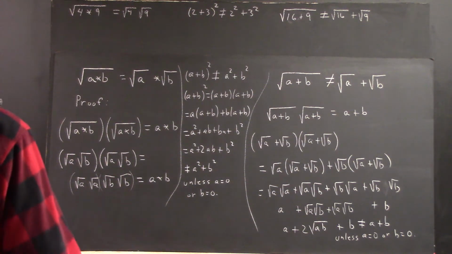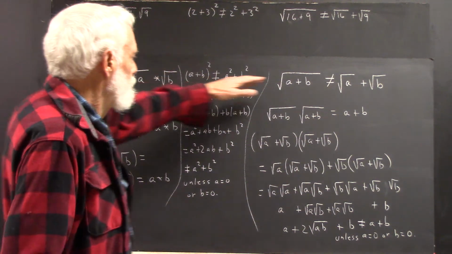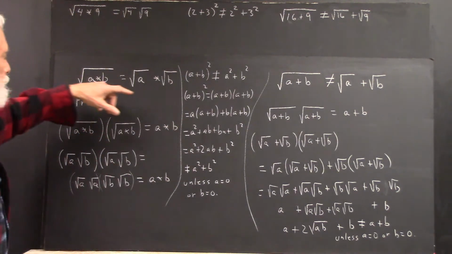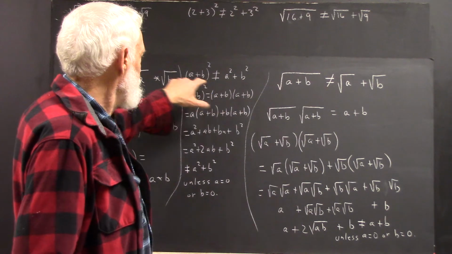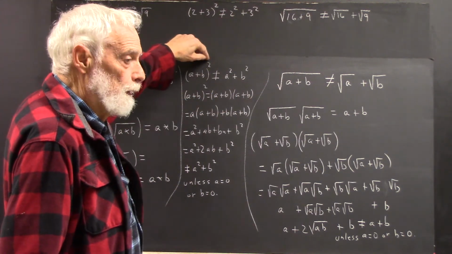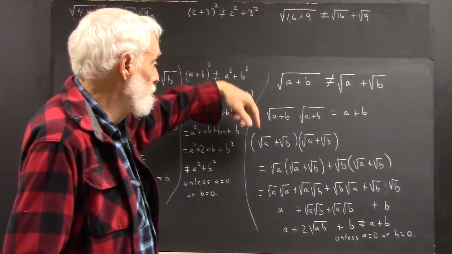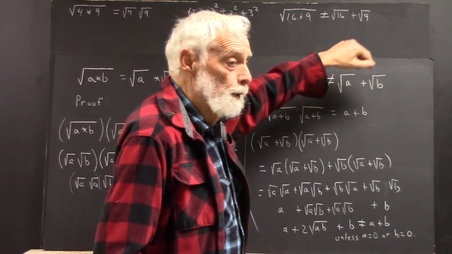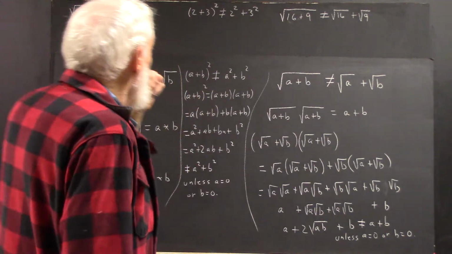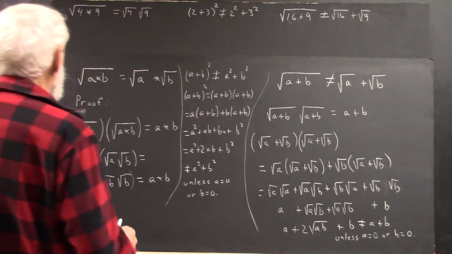Just a couple of simple examples of what we've shown here, that the square root of A times B equals the square root of A times the square root of B, but that we have fallacies if we think that the quantity A plus B squared equals A squared plus B squared, or if we think that the square root of A plus B is equal to the square root of A plus the square root of B. We get in big trouble in these cases.